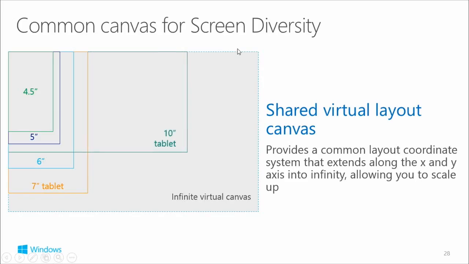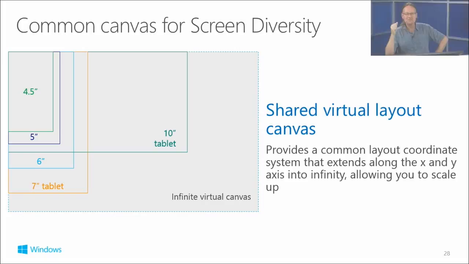We've got this thing called a common canvas for screen diversity. We'll talk a little bit about this later today in a lot more detail. But if you're a Windows Phone dev, you'll know that up till now we've had this kind of convenient arrangement whereby every phone was 480 pixels wide, regardless of its physical size, logically. Which was all right when phones were 4.5, 5 inches. They're physically similar sizes.